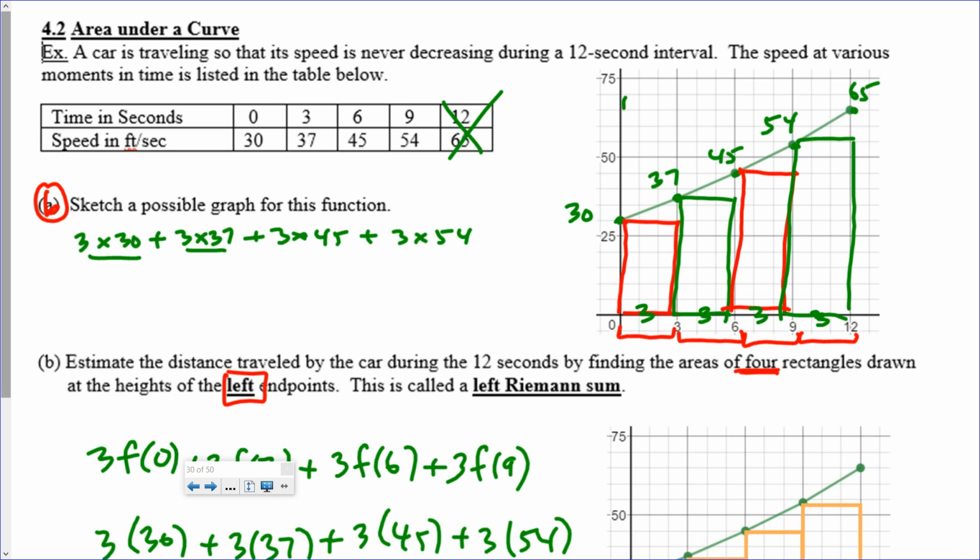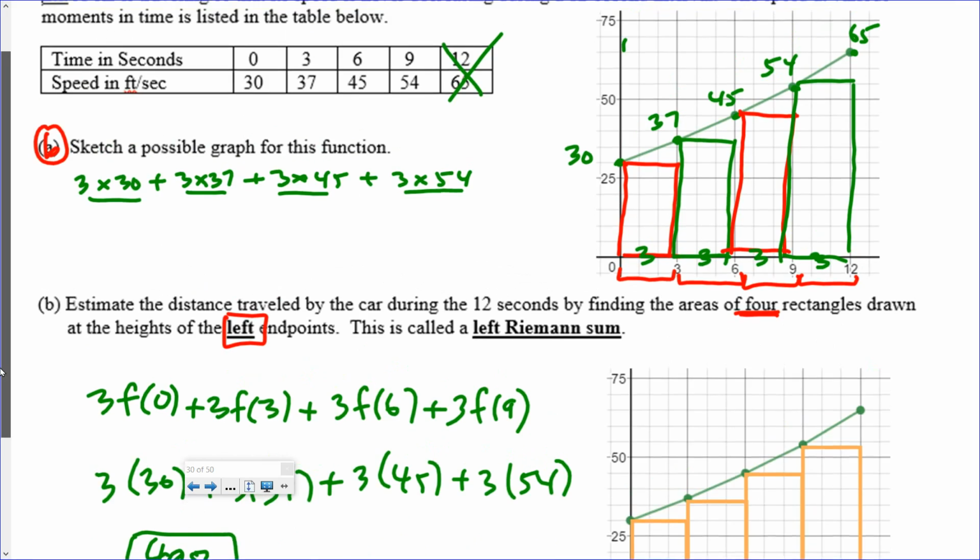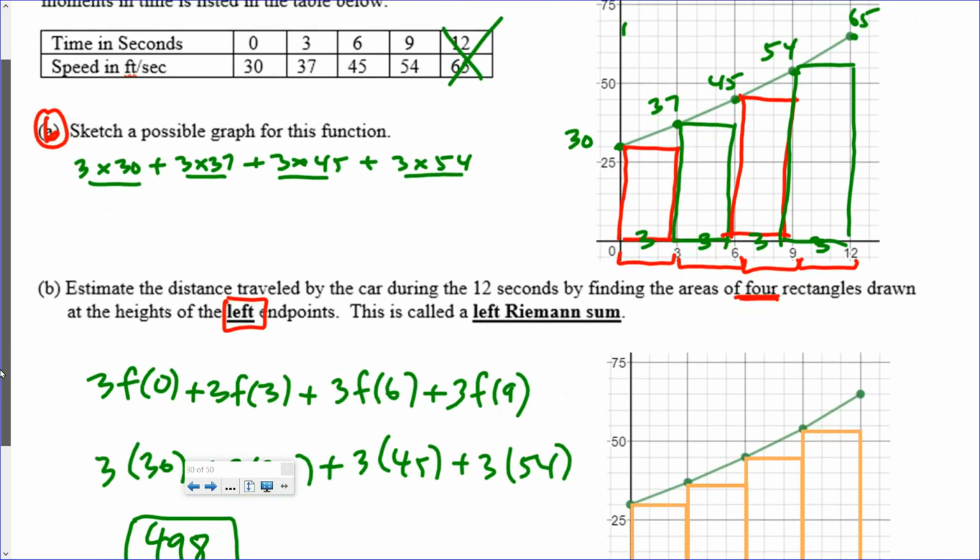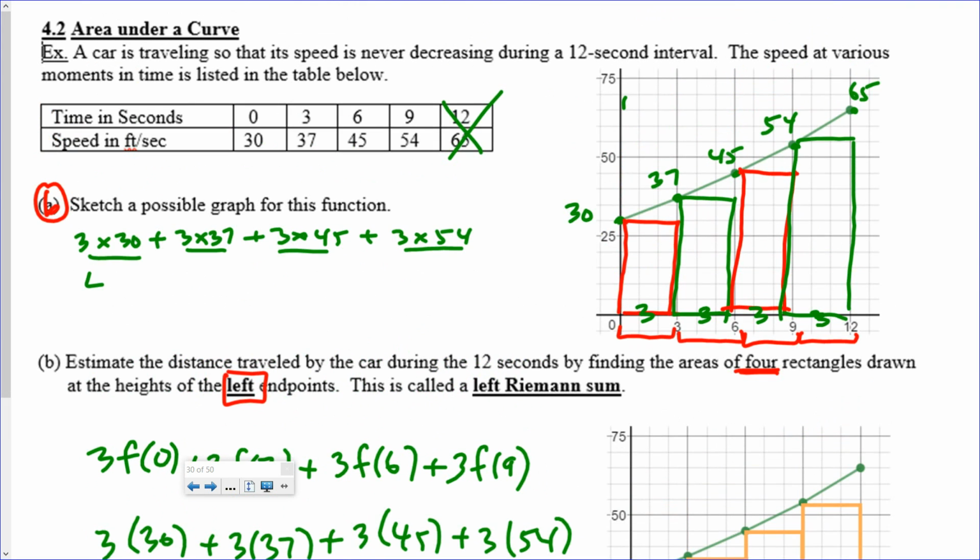And you're going to have to use your calculator for this test. This next test is half calculator, half not. But for the Riemann sum problems, you're going to need a calculator. You add all these together, and I have the answer here. You should get 498. So you guys can check me on that, but that's what I'm getting. You don't have to have units unless they ask you for units.